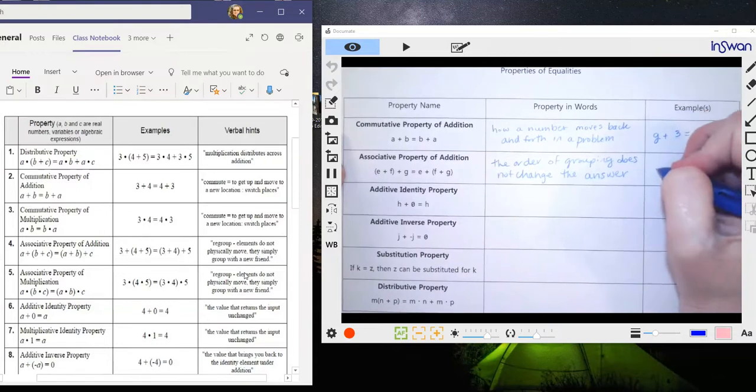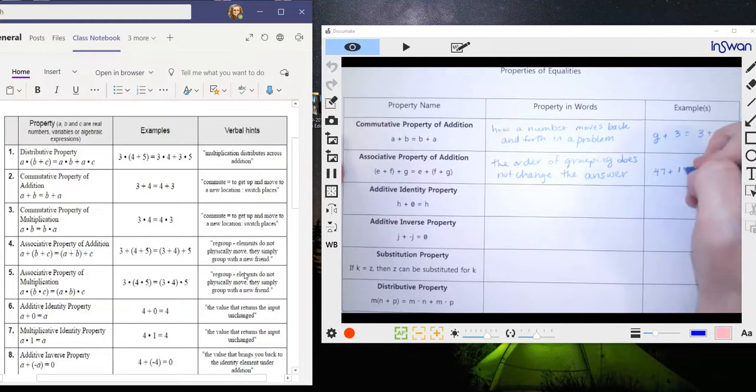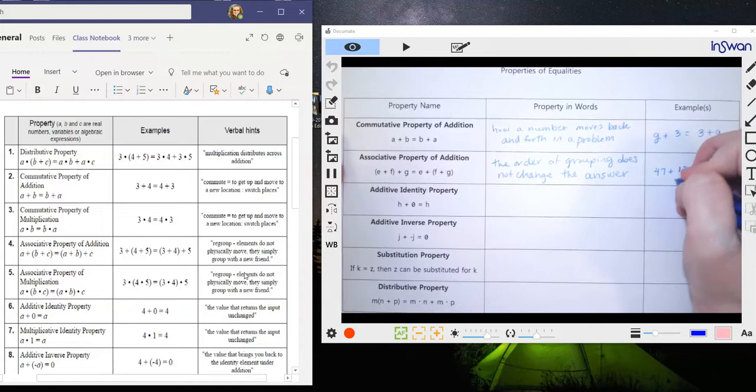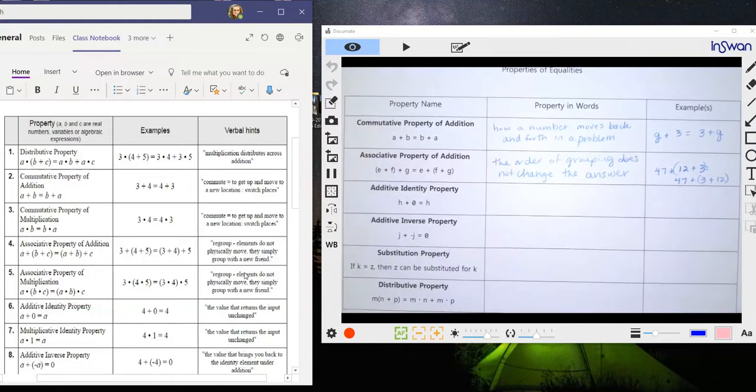And we can talk about, this is really great for like mental math and things like that. So if I had 47 plus 12 plus 3, I could rearrange it to be 47 plus 3 plus 12. So then I could mental math it. 47 plus 3 is 50. Added to 12 would give me 62. Excellent. All right, so this is what I'm expecting of you on your sheet.